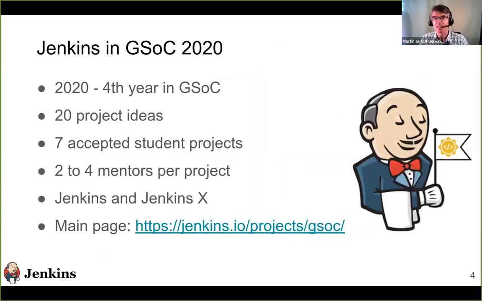This is our fourth year in Summer of Code, and this year we have had 20 project ideas that were submitted, and we accepted 7 students. This is a great year for us. We have 2 to 4 mentors per project. And this is one of our greatest participation. So we've grown slowly but surely every year. We're hosting Jenkins and Jenkins X Summer of Code projects this year. And if you want to know more about Jenkins and Summer of Code, please visit our website, jenkins.io/projects/JSOC.